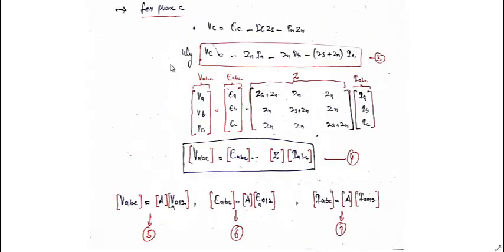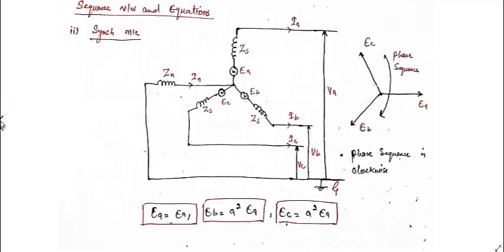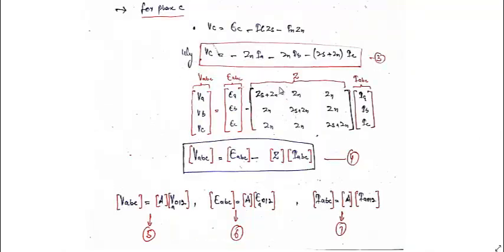Similarly, for phase C, it can be written as VC is equal to EC minus Zn IA minus Zn IB minus (ZS plus Zn) into IC. You can use the KVL in this loop. Now the KVL will be done in this loop. So VC will be equal to EC minus IC ZS minus IN Zn. Then putting the value of IN, you can get this equation.